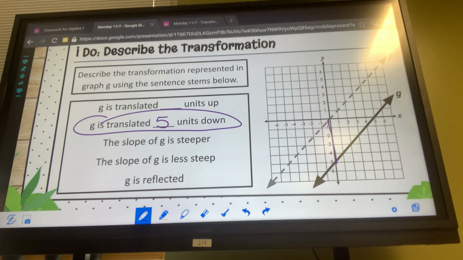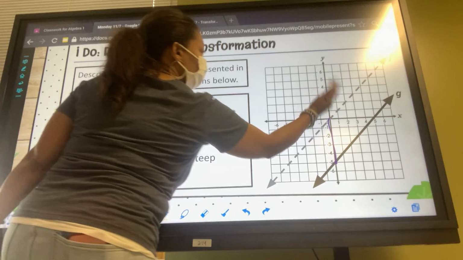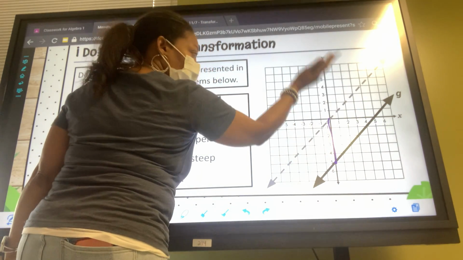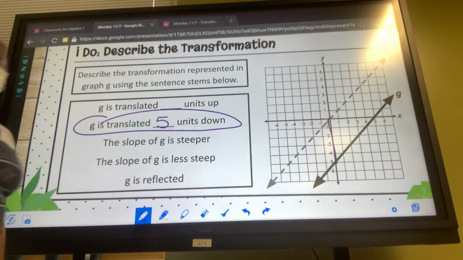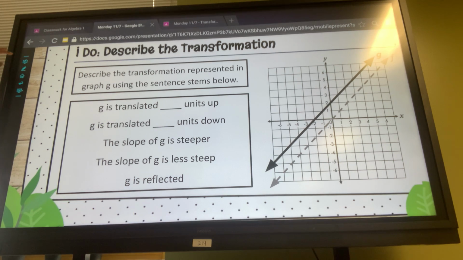That's it? That's too easy. That's all it did. Notice it didn't start doing anything else. All it did was down 5. So the next line will be positive, so it will go up, and it'll be 2.